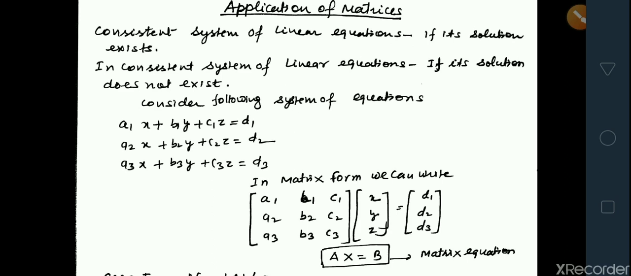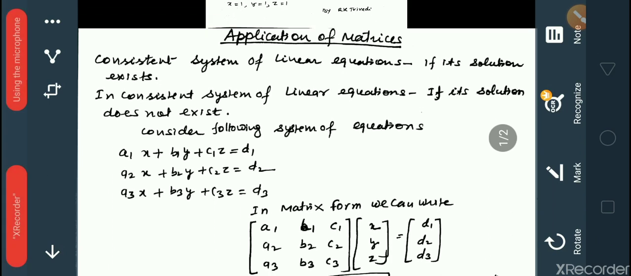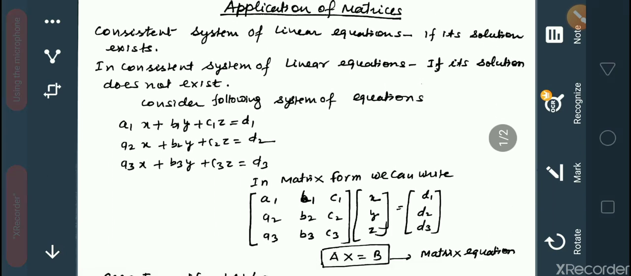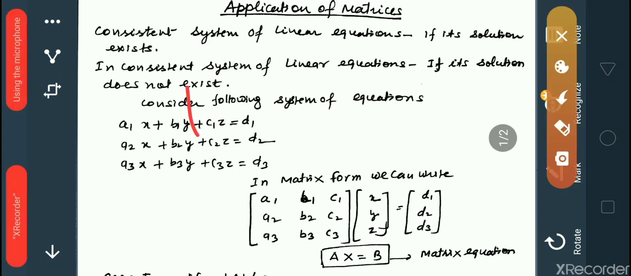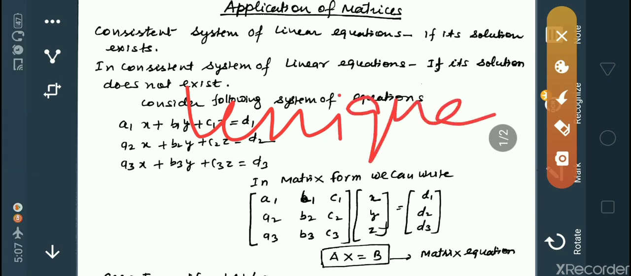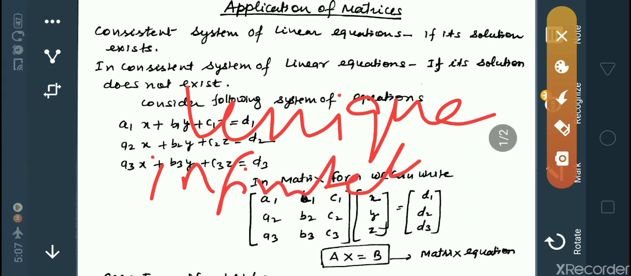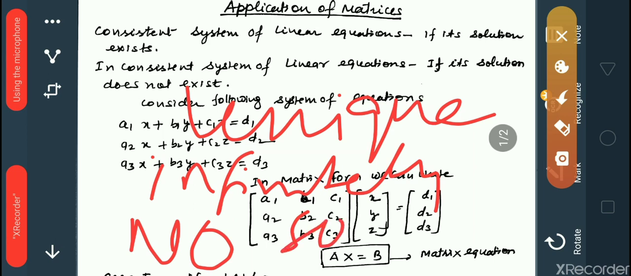Children, as you know, there are 3 types of solution. One is unique solution, two is infinitely many solutions, and the third one is no solution.